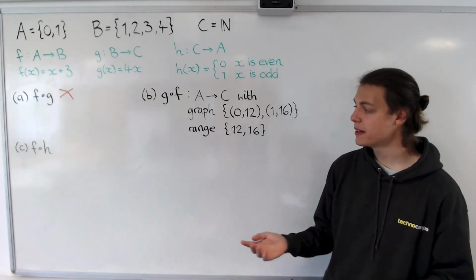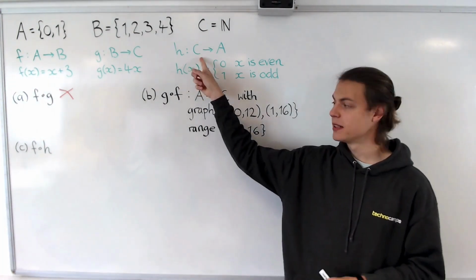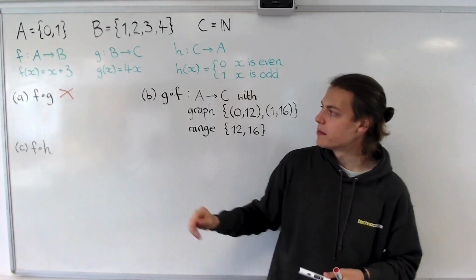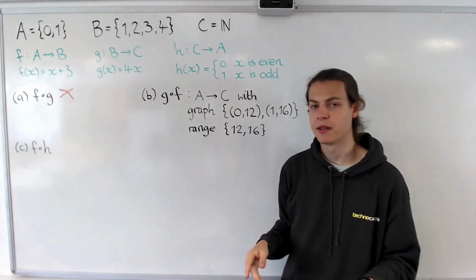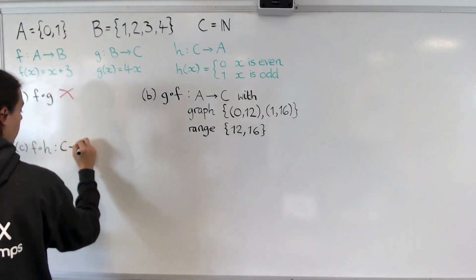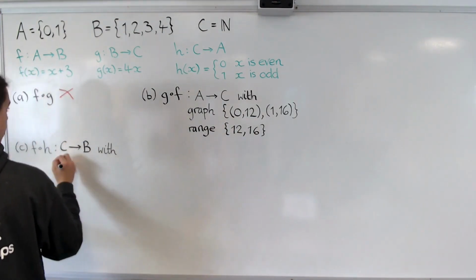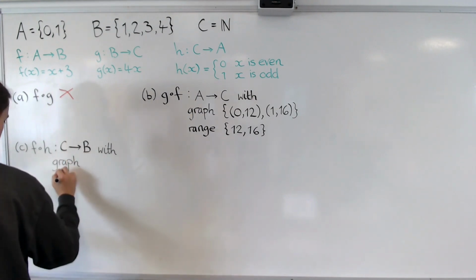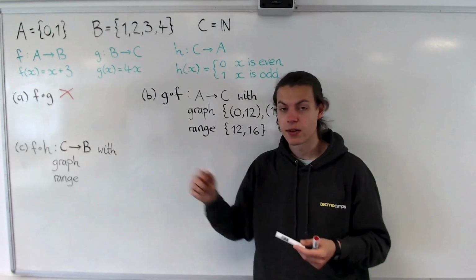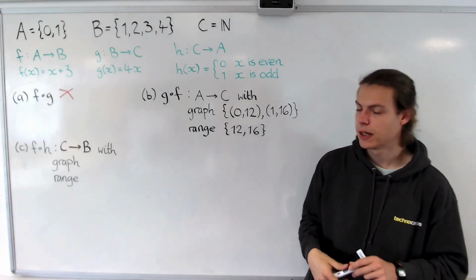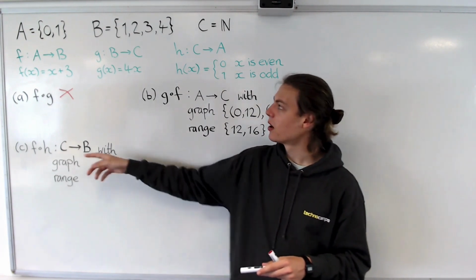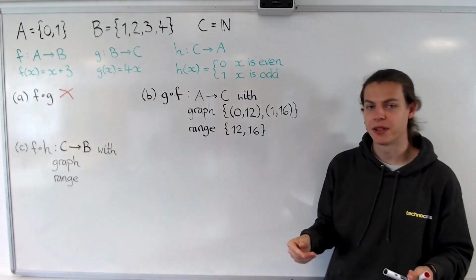And it will have domain C, since that's the domain of H, and it will have codomain B, since that's the codomain of F. And again, we can write the graph of this function. So let's think about what different values of C will be mapped to.